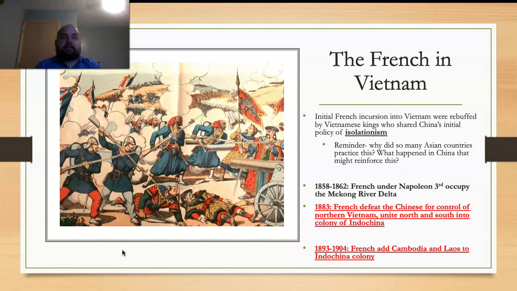Now, the last thing we'll look at for this is the French involvement in Vietnam. The initial French incursion went into Vietnam, but was rebuffed by Vietnamese kings who shared China's initial policy of isolationism. Now, quick reminder from when we talked about China and Japan. Why did many of these Asian countries practice isolationism at this point?